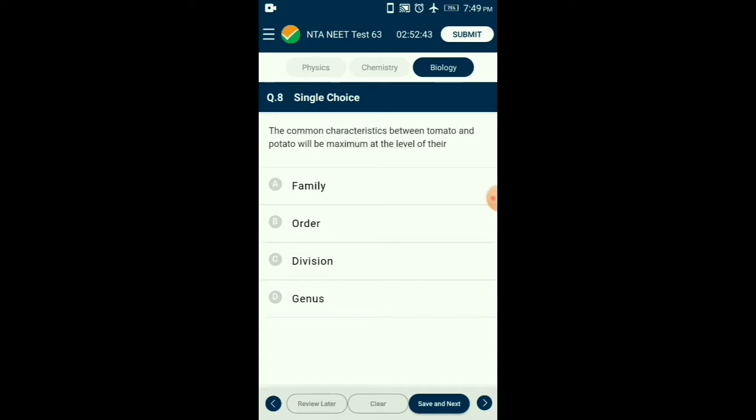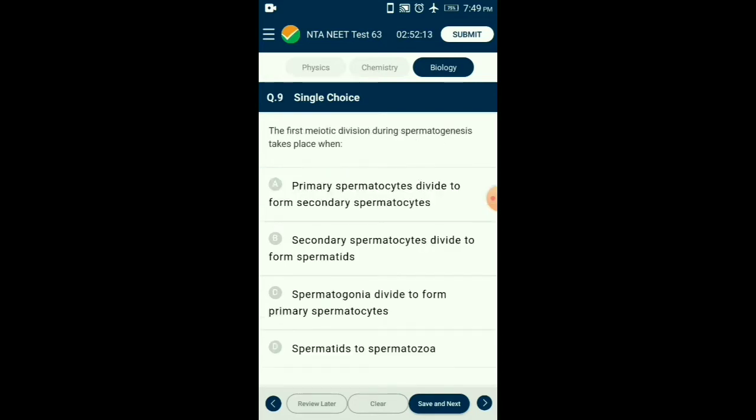Question number 8. The common characteristics between tomato and potato will be maximum at the level of their. Tomato is Lycopersicum esculentum and potato is Solanum tuberosum. Both belong to different genera but are members of the same family. Thus, maximum common characters are observed at the level of family. So the answer for this question is option A, family. Question number 9. The first meiotic division during spermatogenesis takes place when?